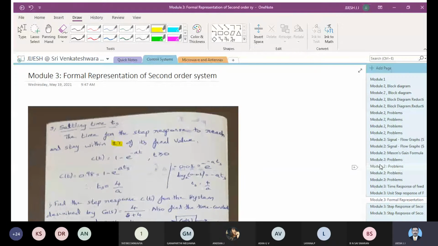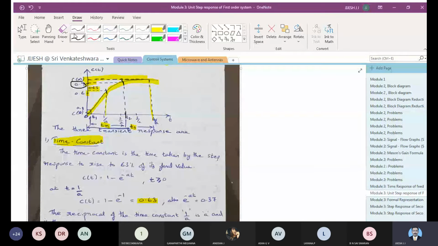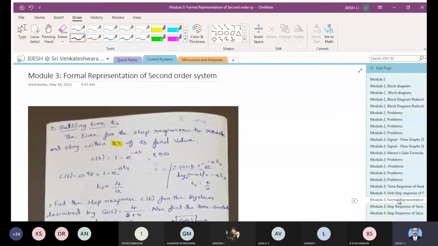If you see the figure, as I have told you, it will be within this portion, which is almost in the 2% range. So that position is very important for us to understand these things. The response needs to stay within that 2% of the final value. If 1 is the final value, then within 0.98 and 1 the signal has to be available. Then we can say that it is settling down, and it is called the settling time. It is denoted as Ts.